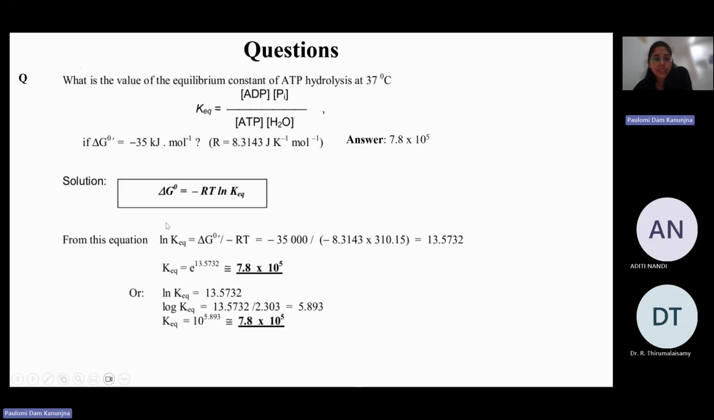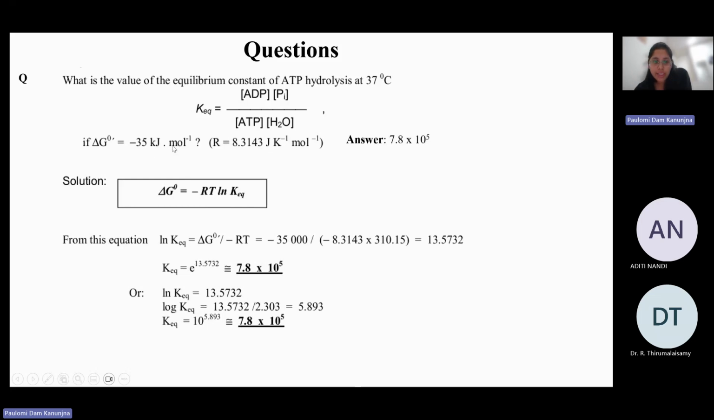So I told you this is the equation that we are using. Delta G naught is equal to minus RT ln Ke. So I told you ln K can be taken on the left side: delta G naught divided by minus RT. That much is fine. Let's just substitute the values. Delta G naught is minus 35.